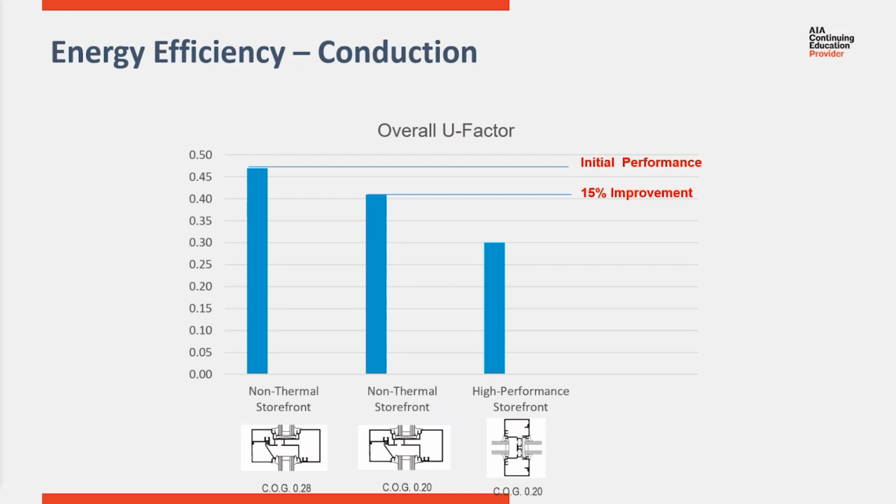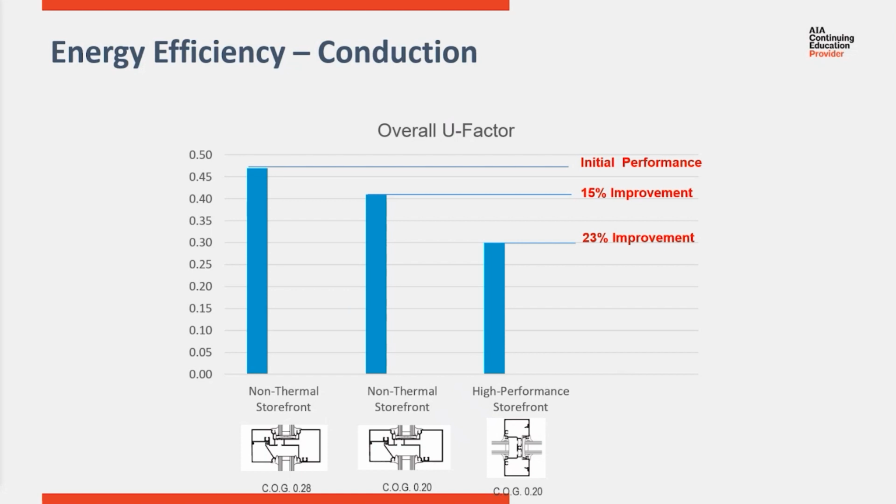But because it's a non-thermal frame, it's still susceptible to condensation on the interior of the frames and to heat transfer through the aluminum to the exterior. So the third model here is a thermally broken framing system, and it has the same glass, 0.20 center glass U factor, and that gives us a system U factor of 0.30, which is a 23% improvement over the original design.